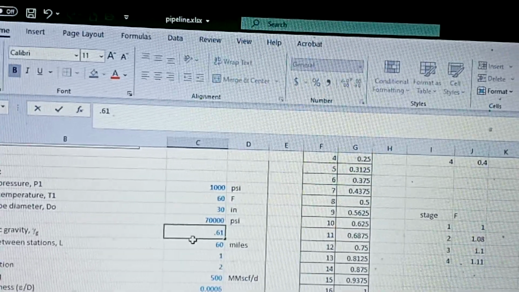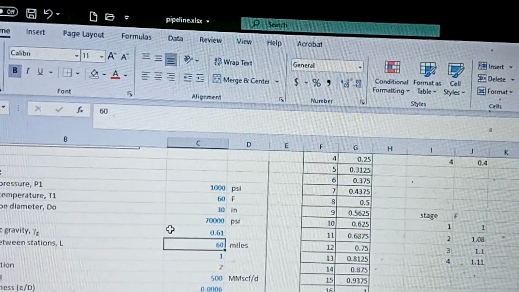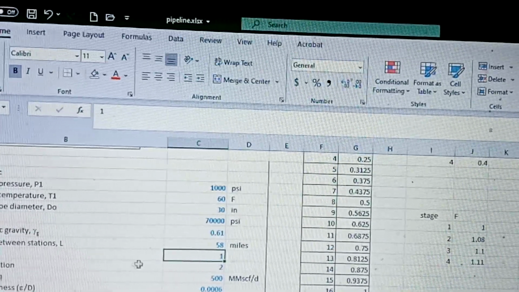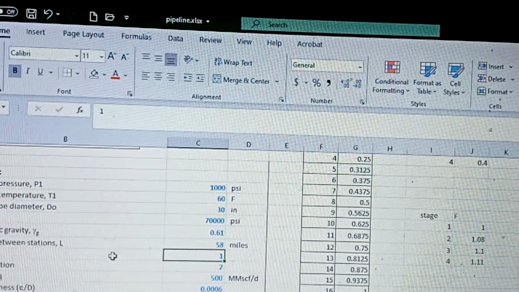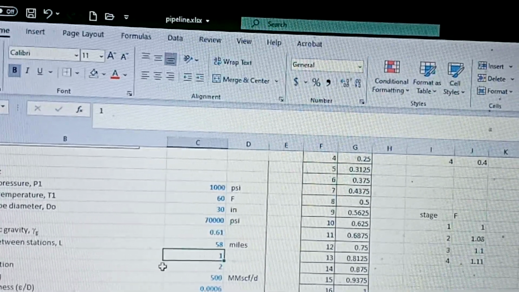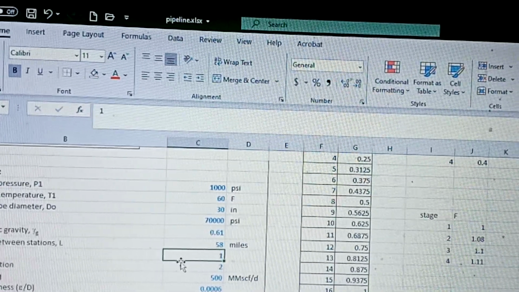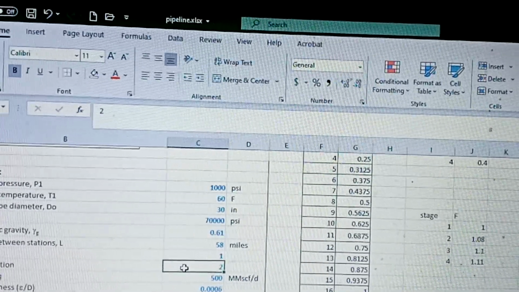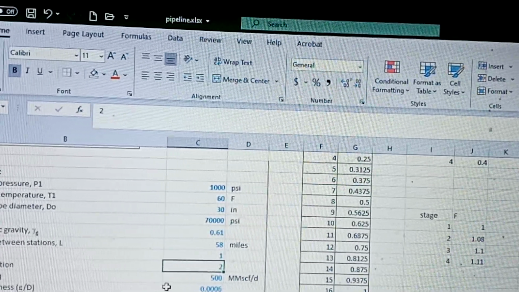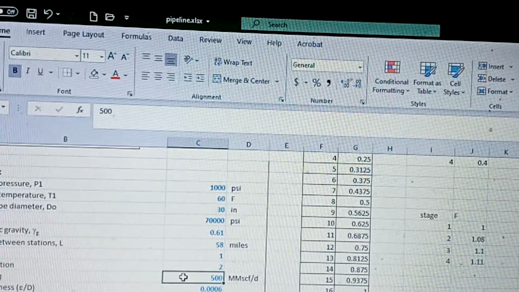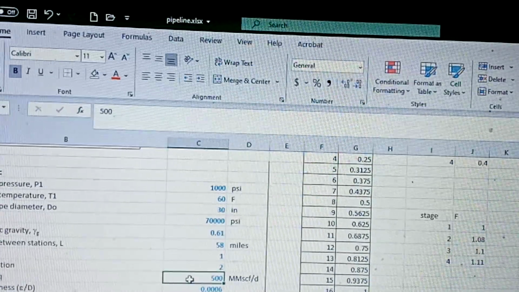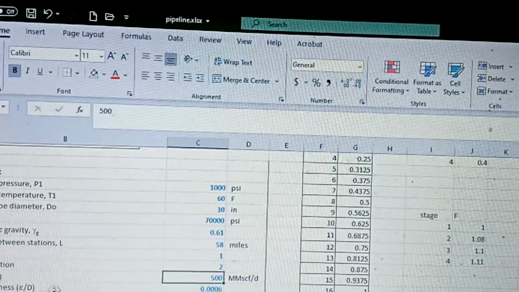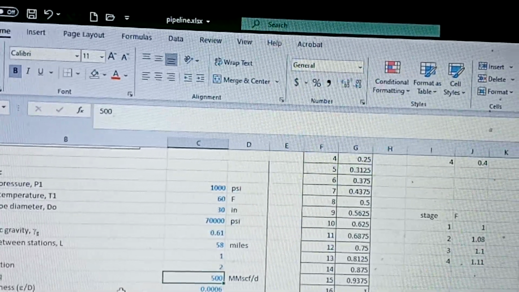Now I'm changing the miles to 58 miles. Because we are pumping from station to station, there's only going to be one stage. We are using a one-stage compressor, so you just put one there. It's always going to be one. Now, we want to lay this pipe in class location 2. I think it's specified in the problem. Then the flow rate is 500 million. Because this one is in million, I just put 500 there. The 500,000 mega is 500 million.